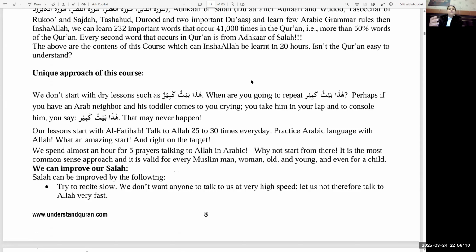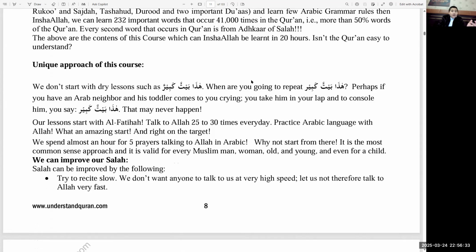Talk to Allah 25 to 30 times a day. Practice Arabic language with Allah. What an amazing start, and right on target. We spend almost an hour for 5 prayers talking to Allah in Arabic. Why not start from there? It is the most common sense approach, and it is valid for every Muslim, man, woman, old and young, and even for a child. We can improve our salah.